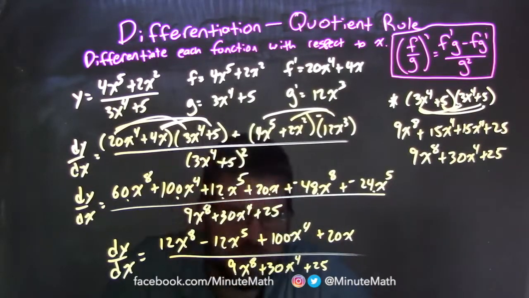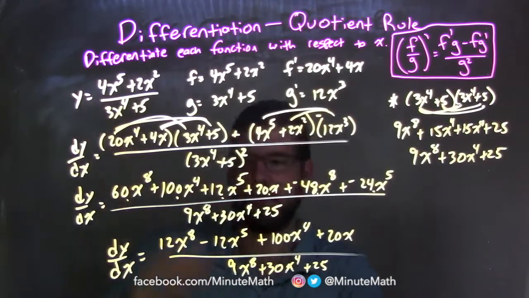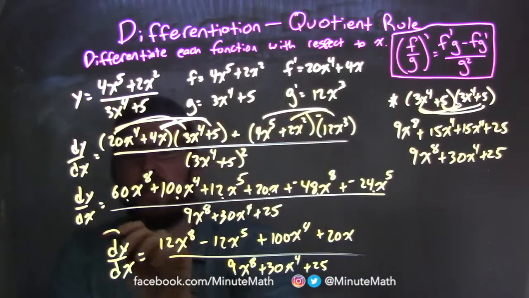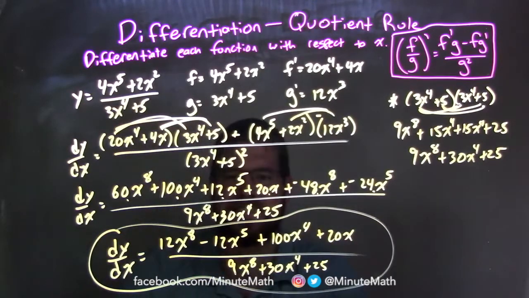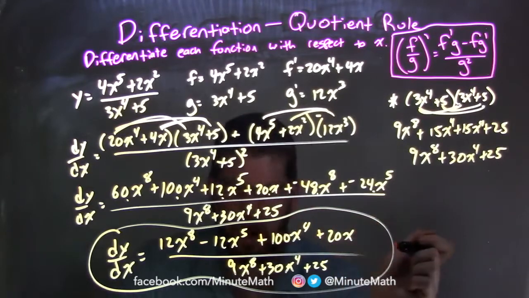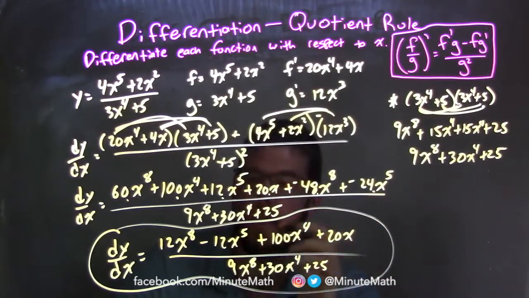And it's not the end of the world, to be honest. I didn't really mark off my students if they didn't find something else to factor out. I was pretty happy with this. So we have our final derivative here of dy dx equal to 12x to the 8th minus 12x to the 5th plus 100x to the 4th plus 20x all over here, 9x to the 8th plus 30x to the 4th plus 25.